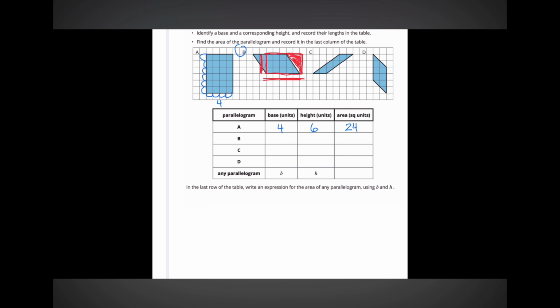Isn't that crazy? So let's calculate the base first. 1, 2, 3, 4, 5 for that base. And then let's calculate the height, just like we've been learning to do, not following the slant, just from the tippy top point to the bottom point. 1, 2, 3. 5 times 3 is 15, so the area of this parallelogram is 15. Make sure, go ahead and show them the other two.